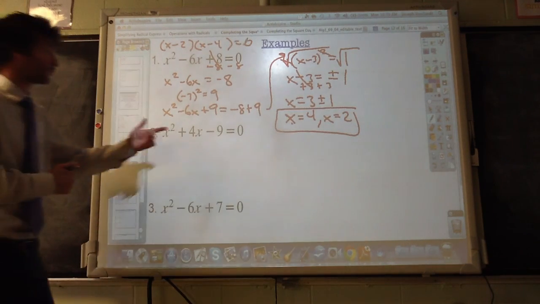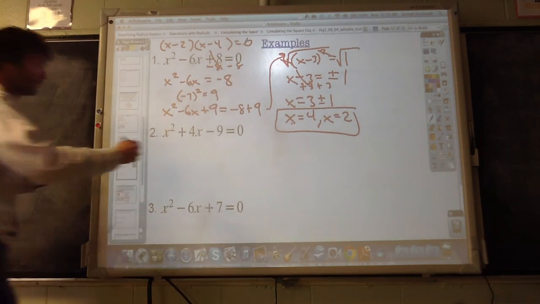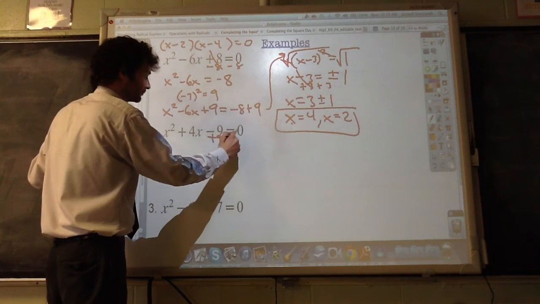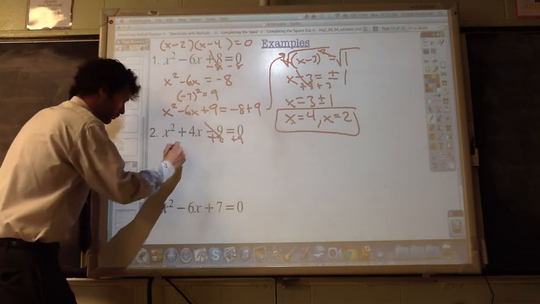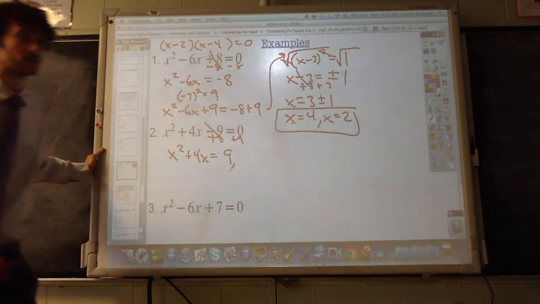Okay, step 1 on this is what? Add 9. Move the constant to the other side. So I get x squared plus 4x equals 9. Then I want to complete the square. I got it broke down.